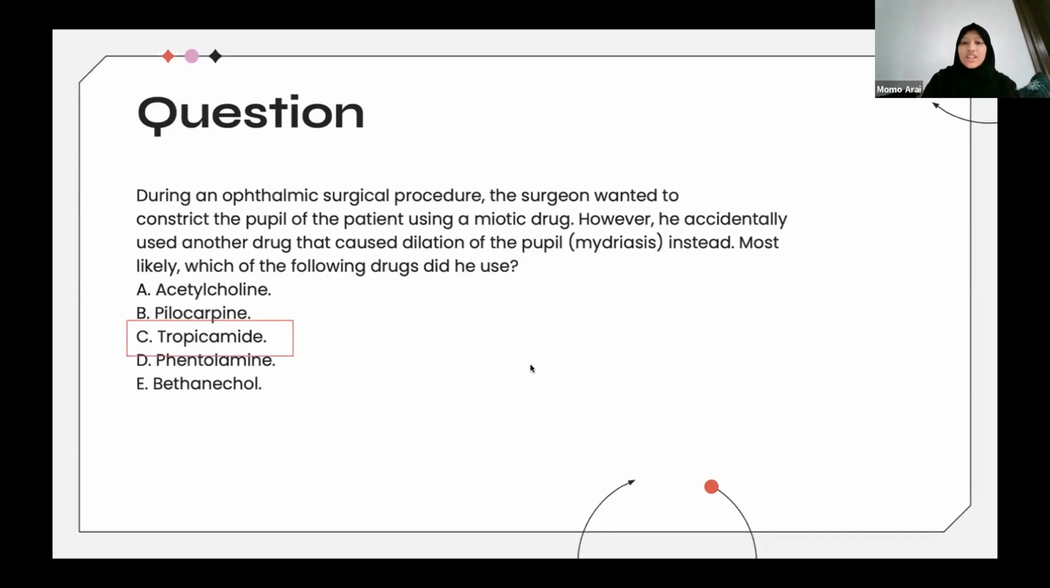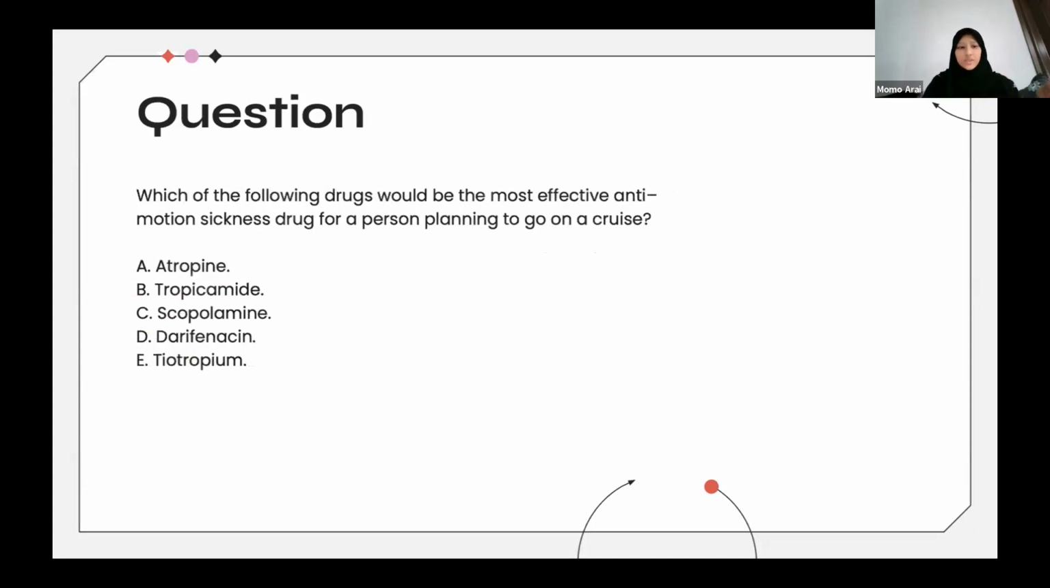Tropicamide is a cholinergic antagonist, like we said. The rest, acetylcholine, for example, that's an agonist, right? Pilocarpine, phentolamine, bethanechol, remember the one that was in the table? These won't cause pupil dilation. Wait, if you go to the next slide. Oh wait, after this question, there's one more, and then I'll explain both of them together.